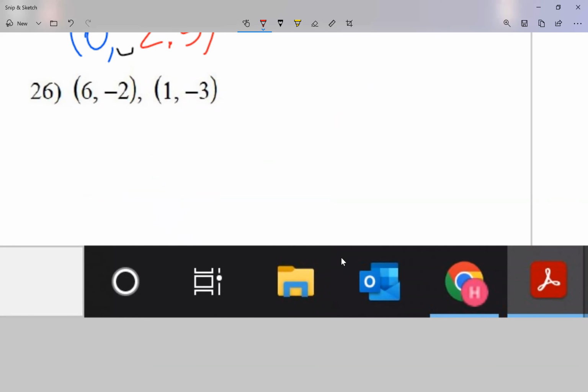So I'm looking at the x values, 6 and 1. Now I want to know what's the number right in between 6 and 1. Let me add my numbers, 6 plus 1, and then divide it by 2. I always divide by 2. 6 plus 1 is 7. 7 divided by 2 is 3.5.